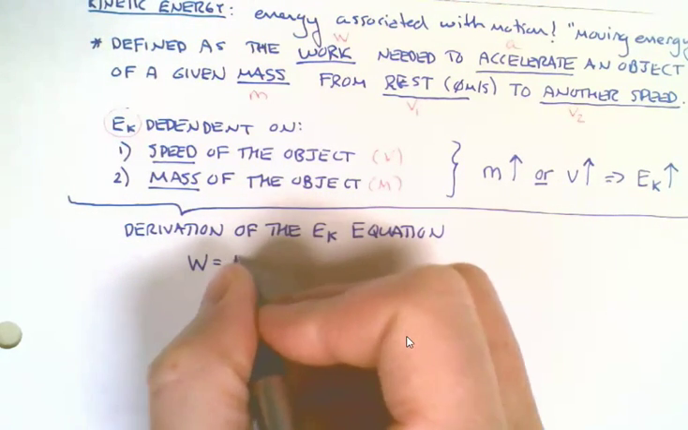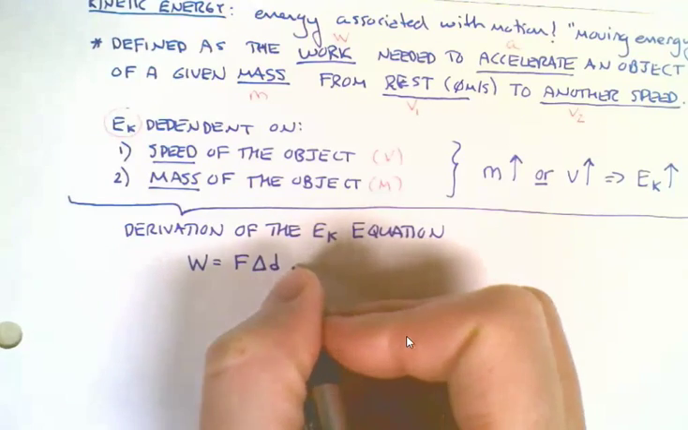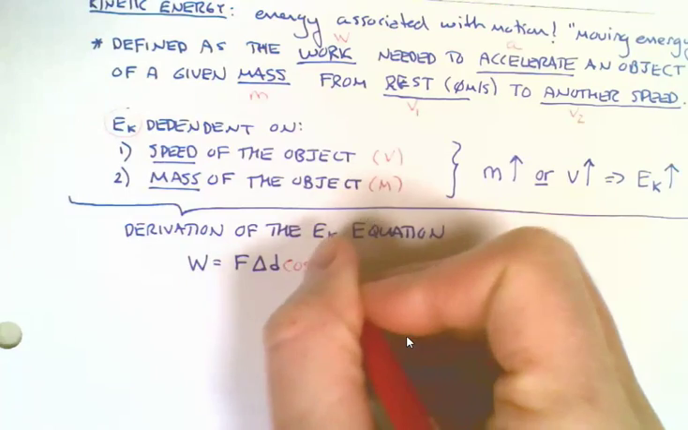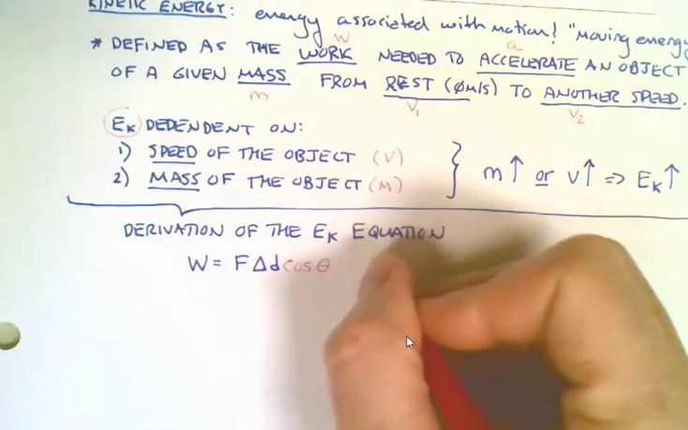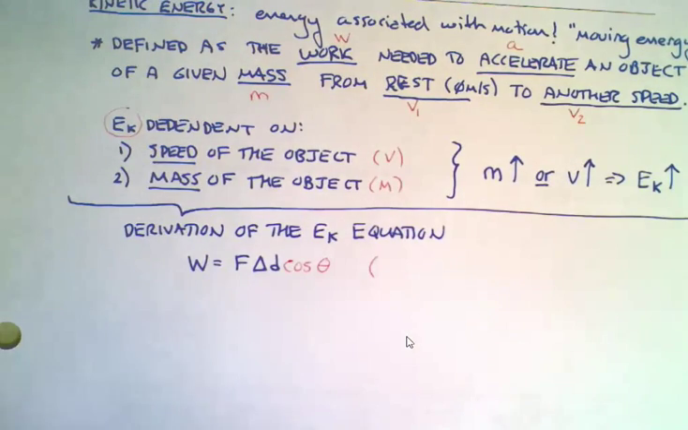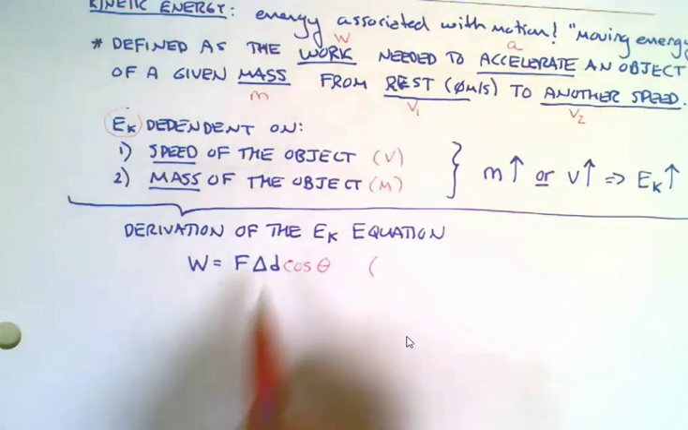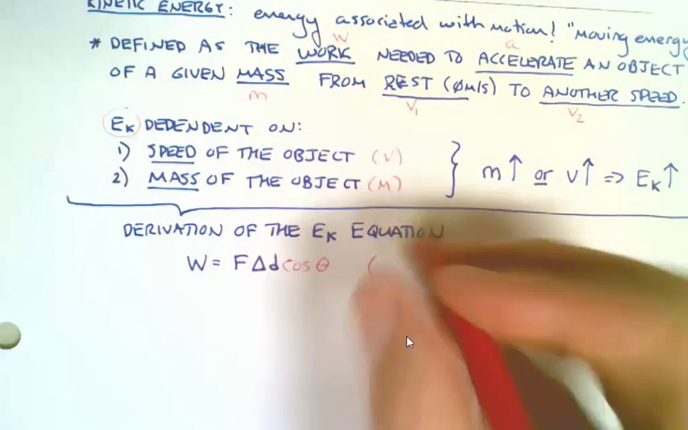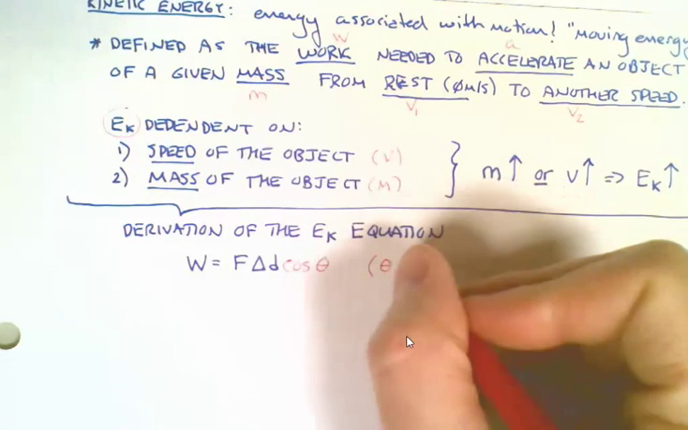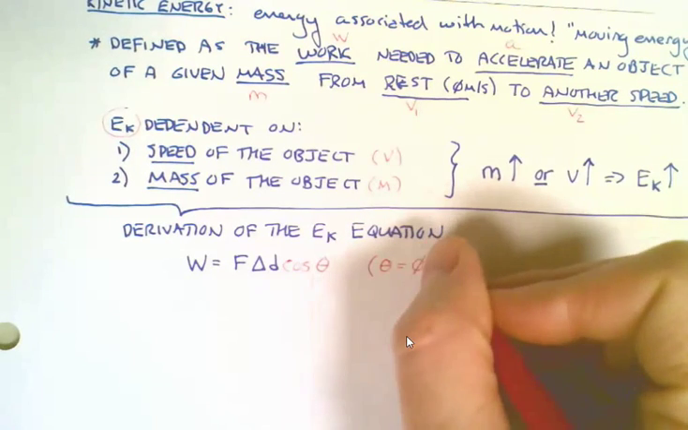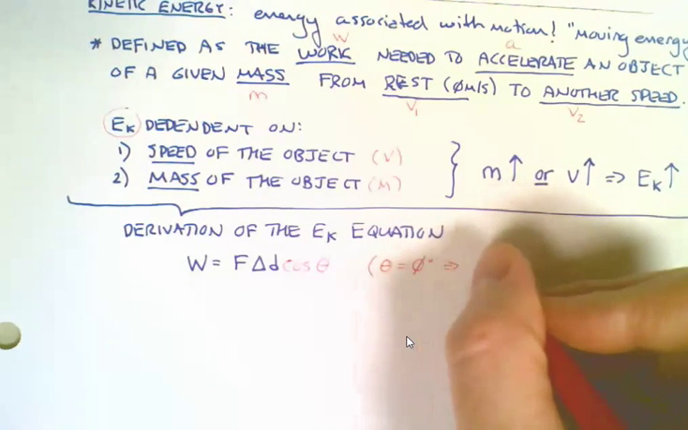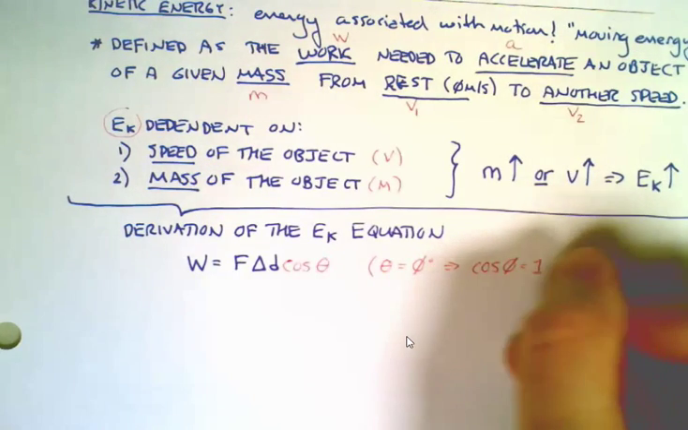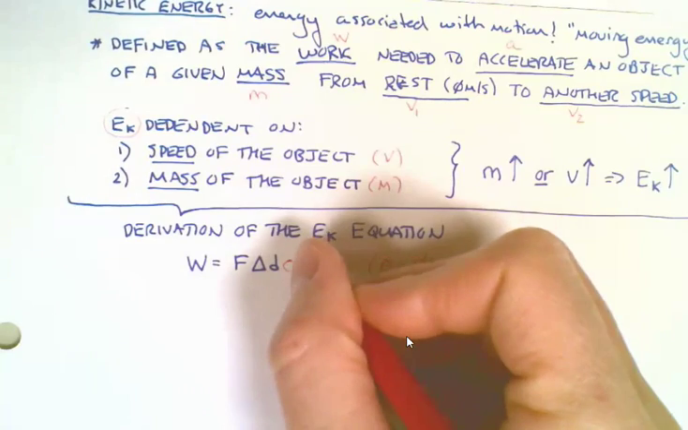We know the work equation in general form looks like this: W = F Δd cos θ. Now, we're going to assume that the object is being forced or pushed with a constant force in the exact same direction as the displacement, Δd. If that's the case, if it's pushed parallel with it, that means that the angle it makes is 0 degrees. Cosine of 0 degrees is equal to simply 1. So this term is going to drop to 1.